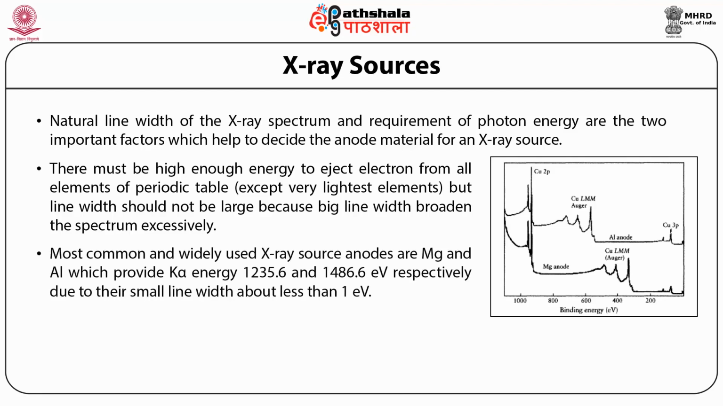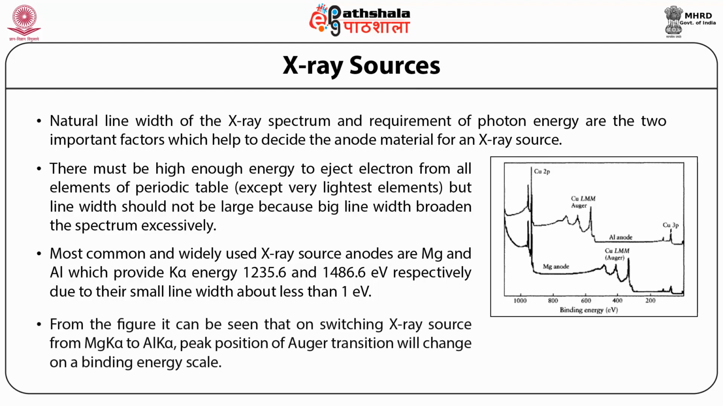The most common and widely used X-ray source anodes are magnesium and aluminium, which provide K alpha energy of 1253.6 and 1486.6 electron volt respectively, due to their small line width, less than 1 electron volt. Both are usually supplied in a single X-ray gun. Such twin anode assemblies are very useful because they are able to differentiate between Auger and photoelectron transitions, as well as provide modest depth profiling capability.